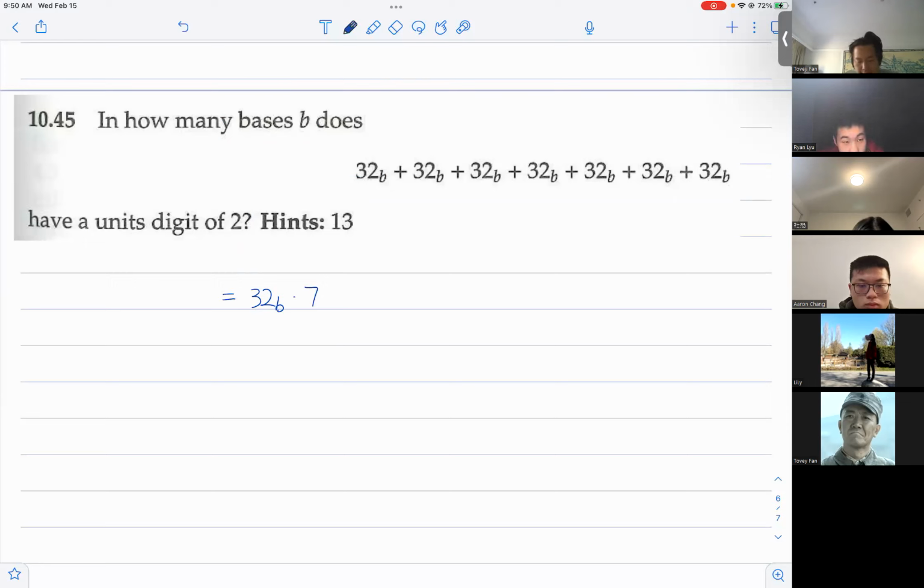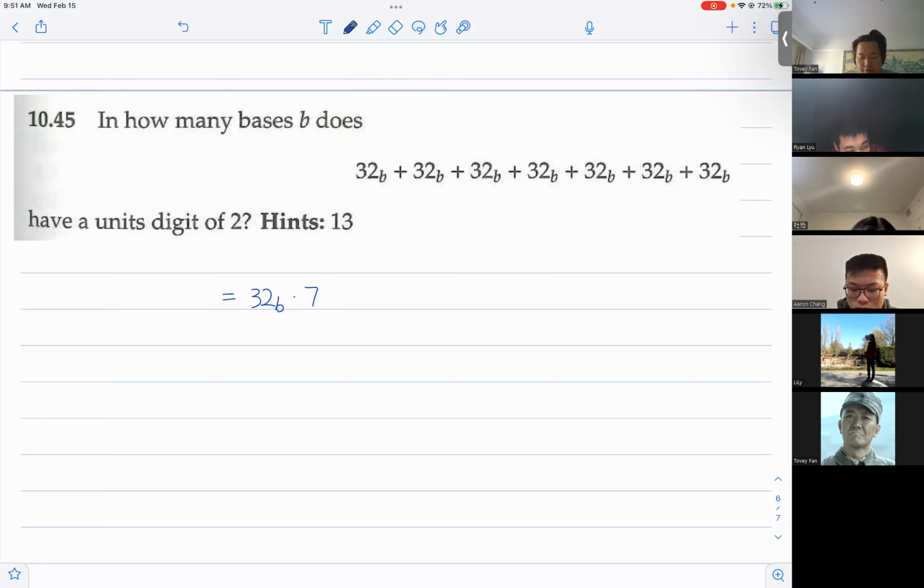Okay, they don't have the same bases. So yeah, they don't have the same base, but that's fine because we're just looking for the unit digit, right?